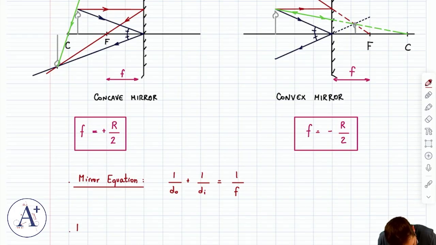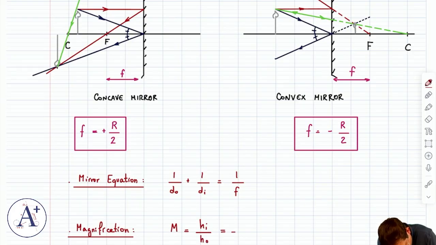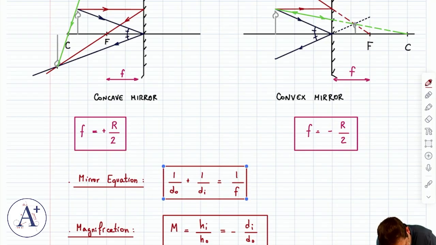And then we have also magnification. Magnification is the ratio of the height of the image to the height of the object. That seems to make a lot of sense. And we can prove from geometry that it's also minus d image over d object. So that is magnification, and that is the mirror equation. And we'll see how to apply it. It's not that hard at all.